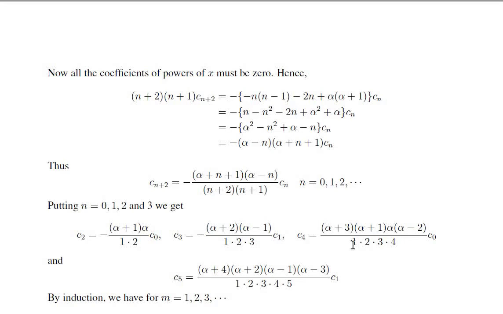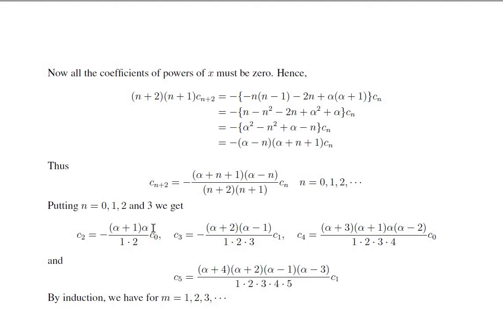Again, if we put the value of C2, it will come like this. And C5 will be this. So all the even terms are coming in terms of C0, and all the odd terms are coming in terms of C1, multiplied by C1. So this has a similarity: here we are starting with alpha into alpha plus 1, and for the odd terms we subtract, and here we are adding.